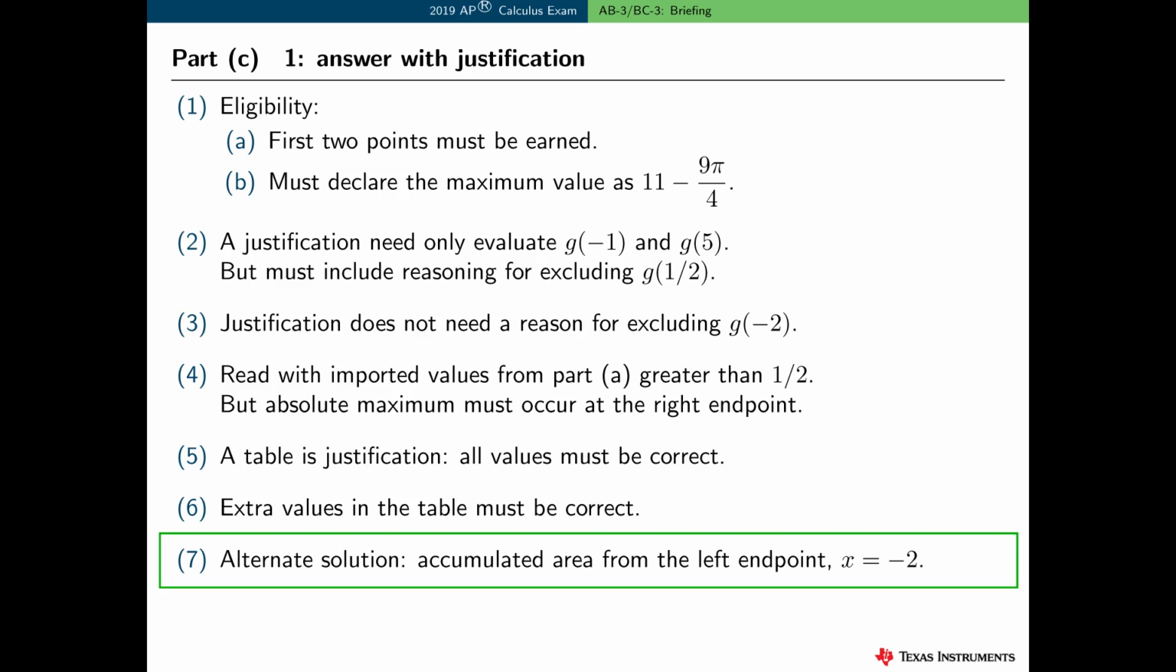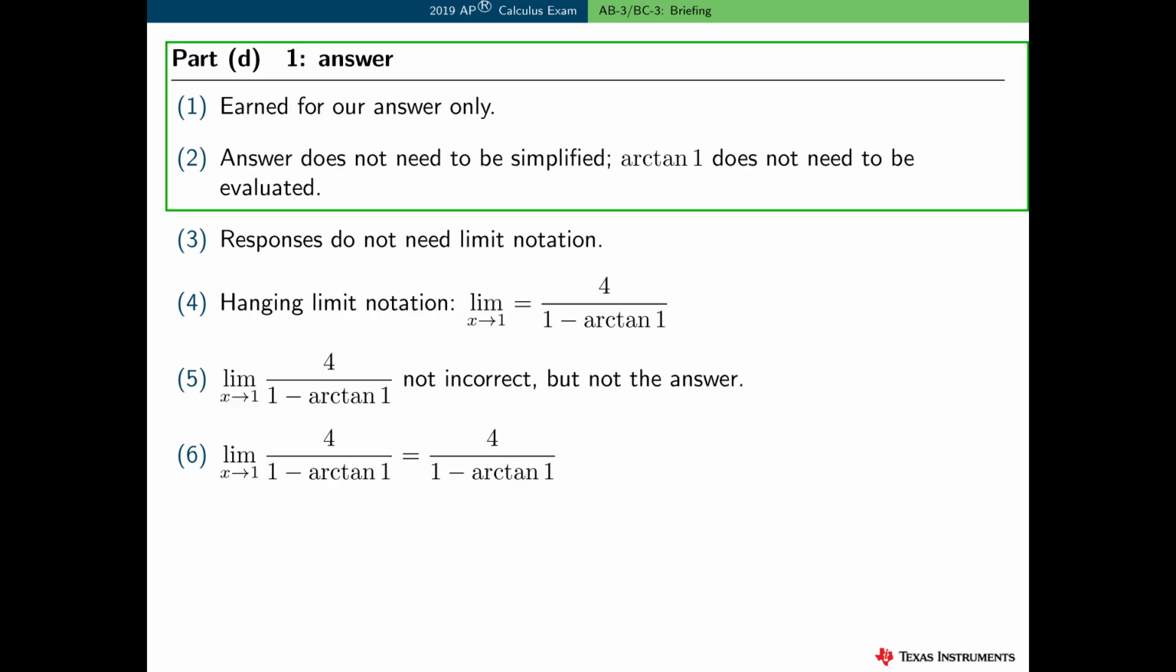Some students attempted an alternate solution by using accumulated area to justify the maximum value of the function. This justification must include specific information that connects the function g to the given graph of f. In Part D, the point is earned for the answer, and this is earned for our answer only. The answer doesn't need to be simplified, but if it is, then it must be correct. And arctan of 1 does not need to be evaluated. It can be part of a final numerical answer.